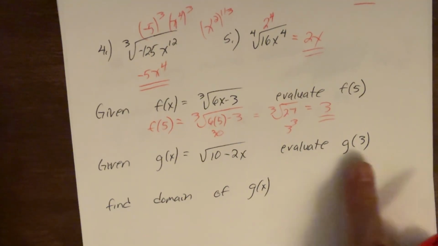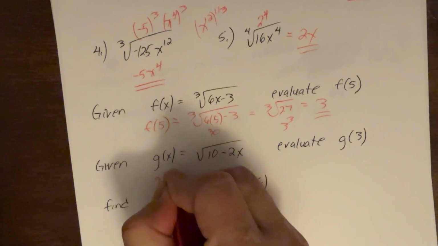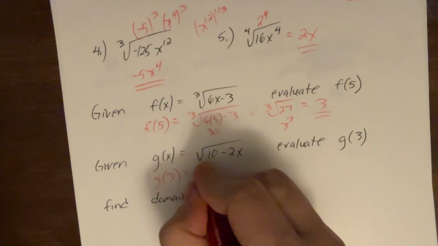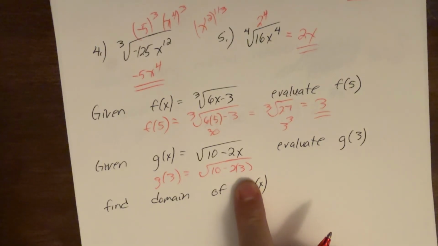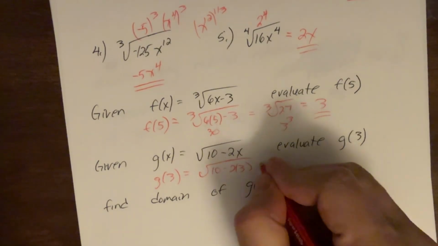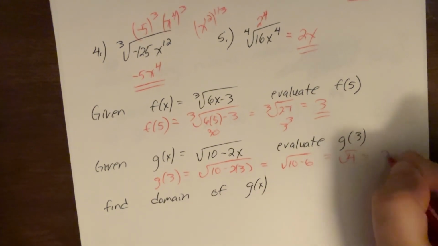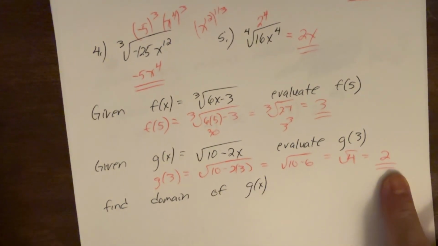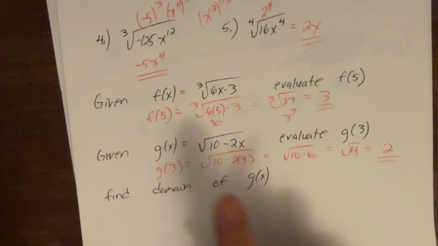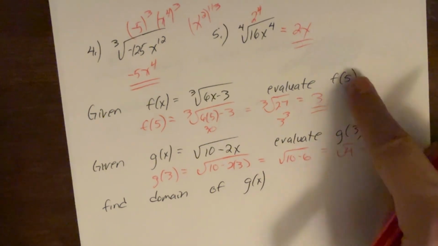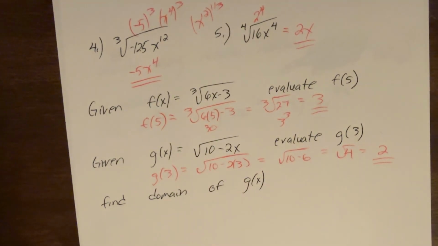Same idea here. Now I'm looking at this function. Evaluate g of 3. Plugging 3 in for x. Just to be a little careful again here, 2 times 3 is 6. So I'm getting 10 minus 6. That's a 4. And the square root of 4 is a clean 2. But how about the domain of g? Again, these two, you know your function notation. You're just plugging in and doing arithmetic.